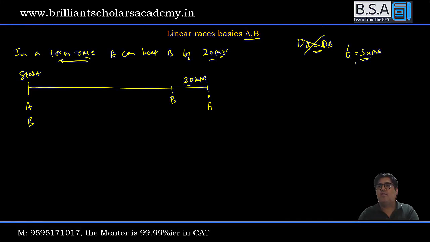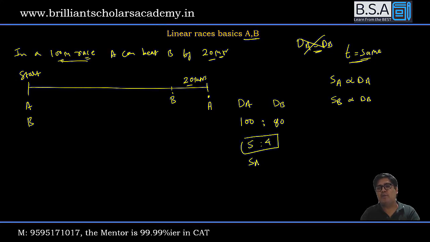Because the time is the same, the speed of A is represented by the distance traveled by A, and the speed of B is represented by the distance traveled by B. So what is the distance ratio? Distance traveled by A is 100 meters. Distance traveled by B is 80 meters. What ratio do you get? You get 5 by 4. That is also the speed ratio.